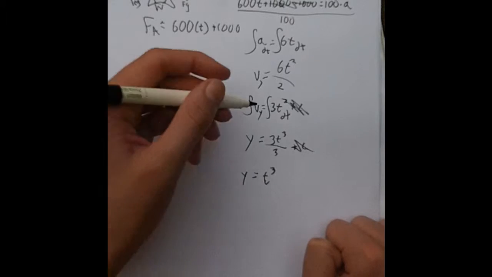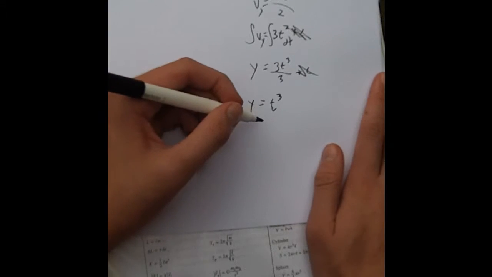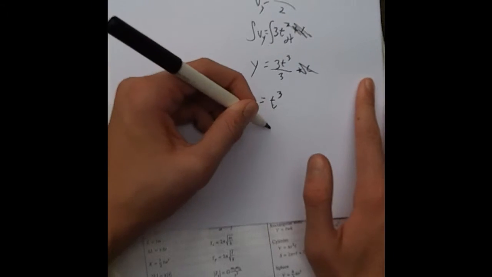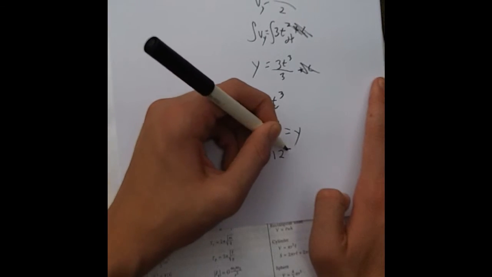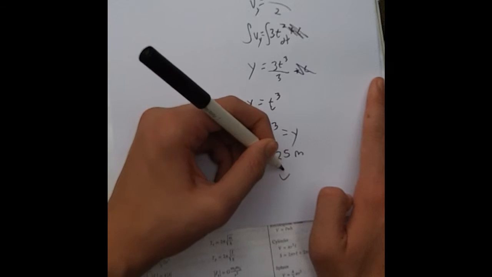So we'll plug in our 5 seconds. Very happy. 5 seconds. 5 cubed is our y. So we've gone up 125 meters. Huzzah.